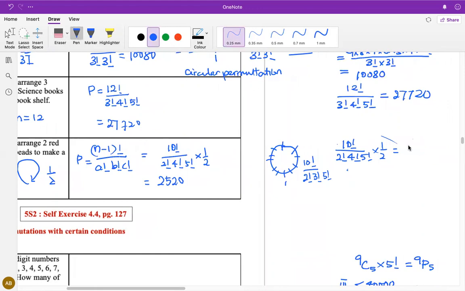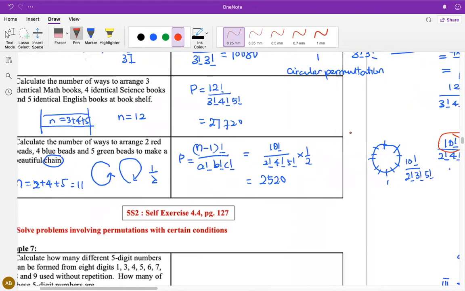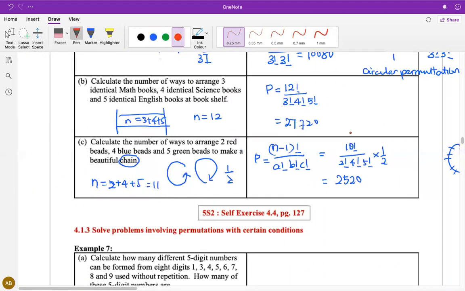Okay, so it should be 2520. This is 10 factorial, because it's a circular permutation.